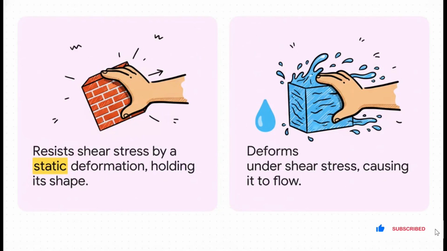And here it is. This is the crucial point. When you apply what we call shear stress, just imagine trying to slide the top layer of something like a deck of cards. A solid might bend a tiny bit, but it fights to hold its shape. A fluid, on the other hand, just goes. It deforms continuously. It flows. For as long as you apply that force, the fluid just keeps on moving. That continuous deformation is its defining feature.